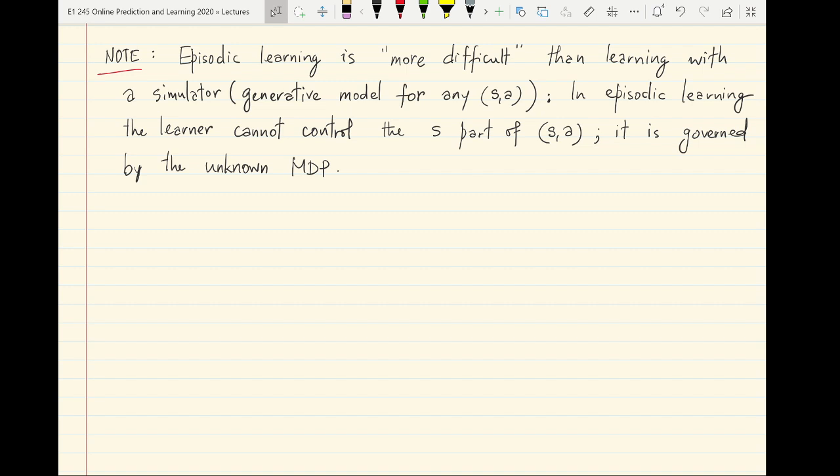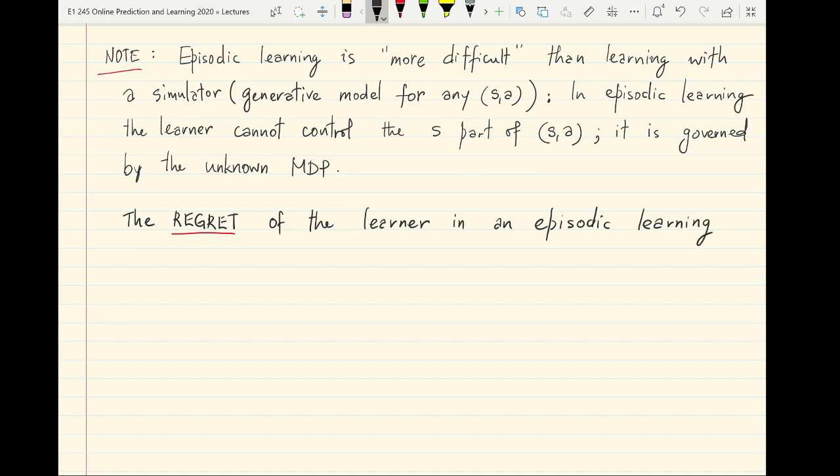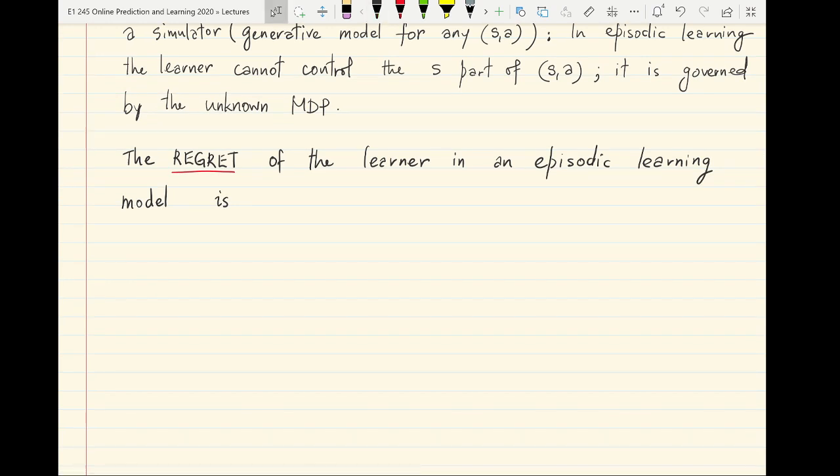Okay, so the regret of the learner in an episodic learning model is basically, informally, the shortfall in total reward suffered by not playing the best policy in each episode.